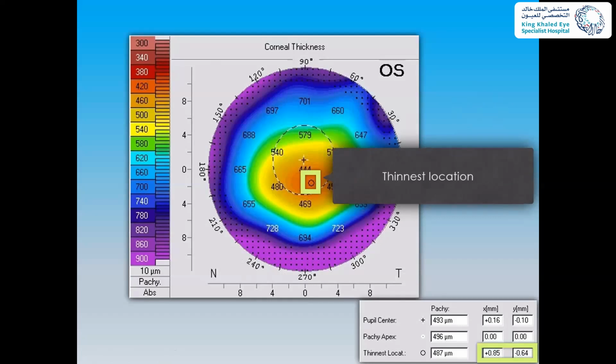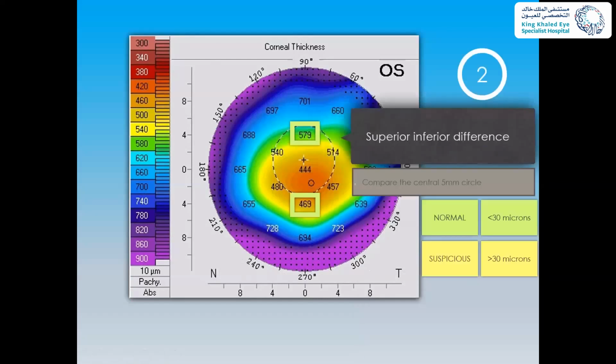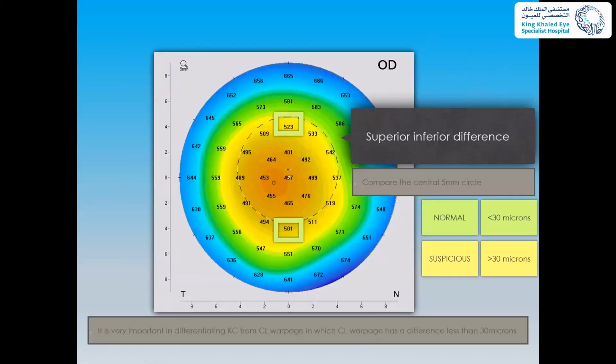Vertically as well as horizontally. So it is deviated right, okay, and deviated inferiorly. So not only is this important, another important thing is the difference of pachymetries between inferior and superior at 5 millimeter. Okay, anything less than 30 micron is normal. Anything more than 30 micron is suspicious.